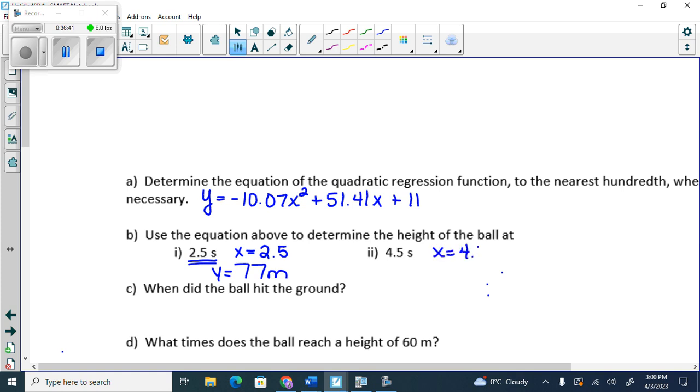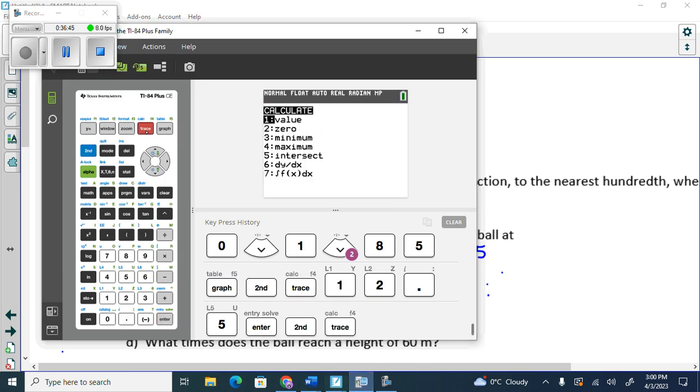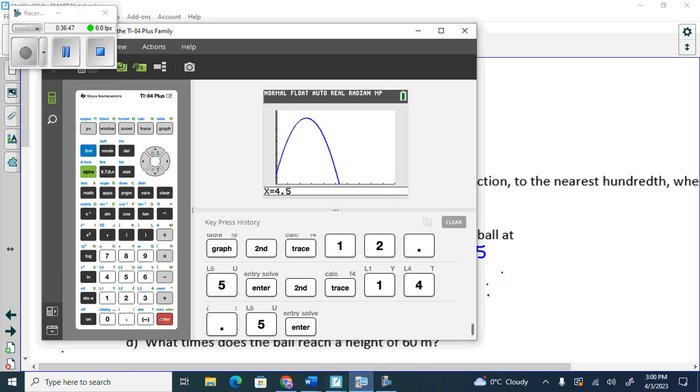Then 4.5 seconds is still time. So I put in for x. So I do second, trace, value, 4.5. And it's lower, right? Because the hill is like at 11. And it goes up and then back down. So that would be 38 meters.